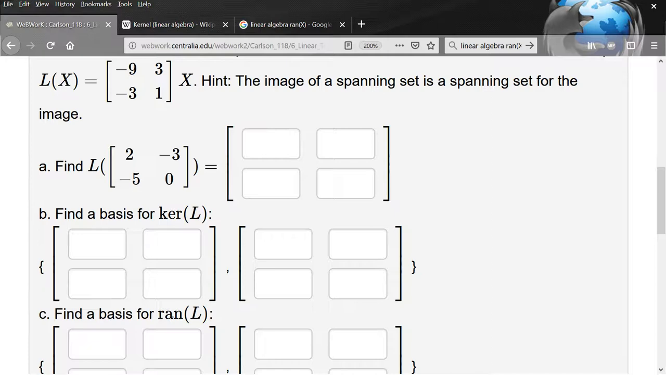All right, so now you saw the steps to do it. I want you to go beginning to end. So use the proper matrix up there. I'll flip back to the notes. So we got negative 9, 3, negative 3, 1.